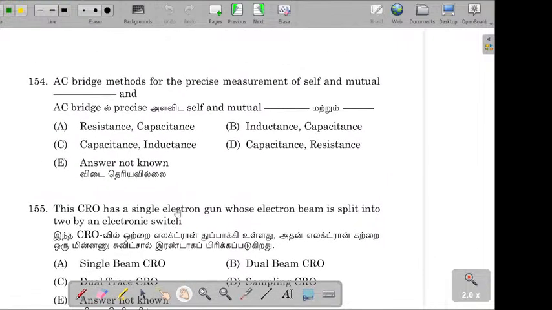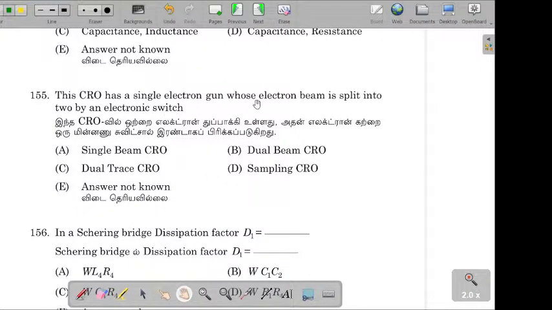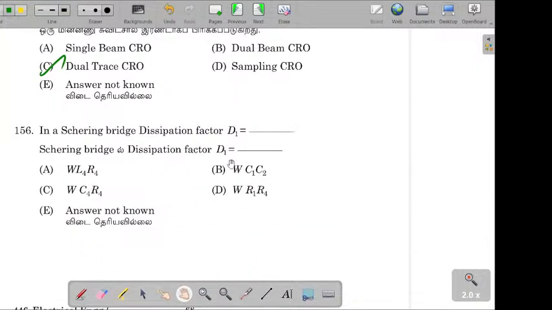AC bridge methods for the precise measurement of self and mutual inductance and capacitance. This CRO has a single electron gun whose electron beam is split into two by an electronic switch. Dual trace. The dissipation factor D1 equal to WC4R4.